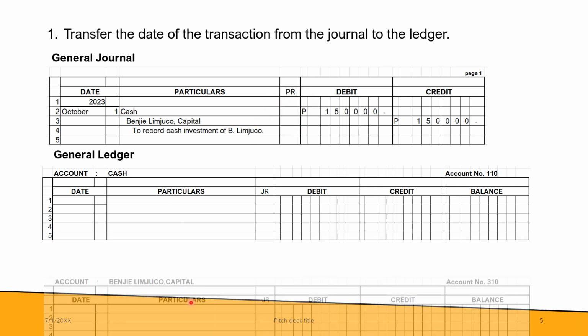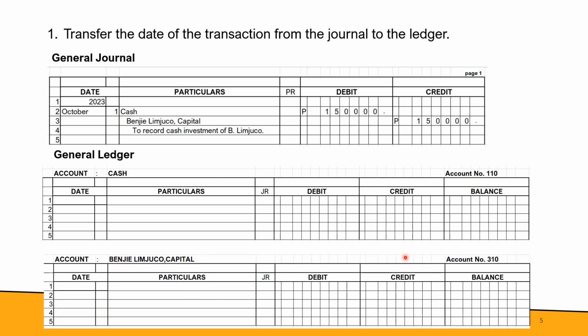So we have here cash, and then we also have Benji Limhoco Capital, account number 310, in the same format. You have the date, the particulars or explanation, the JR or journal reference, the debit, the credit, and the balance columns. The first step is to transfer the date. Since the date of the transaction is October 1, 2023, we will type 2023 October 1 in our cash account ledger, as well as in our Benji Limhoco Capital account.